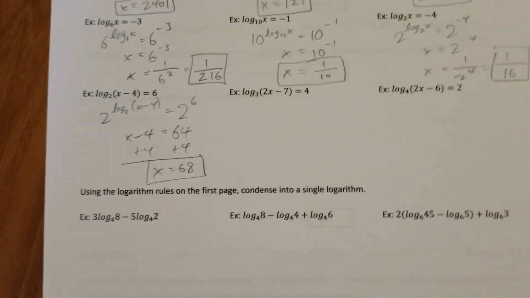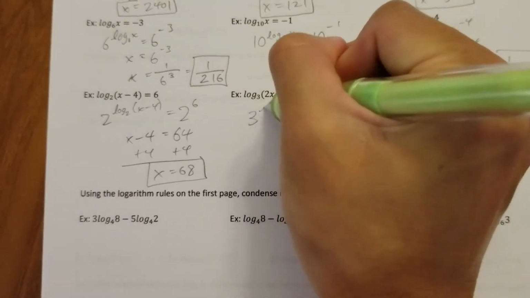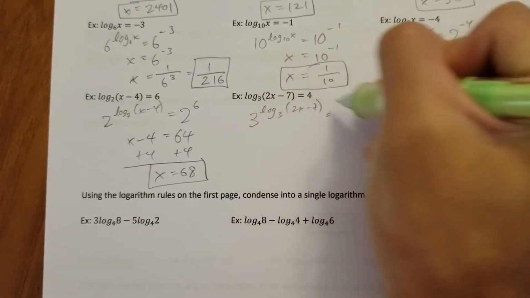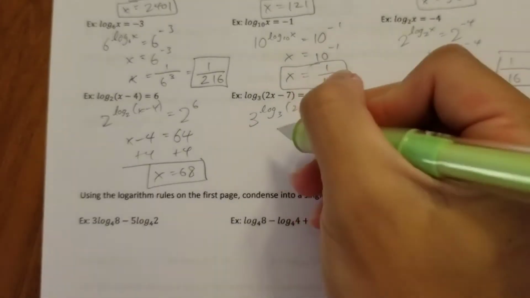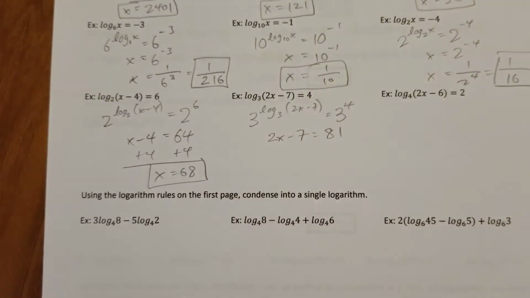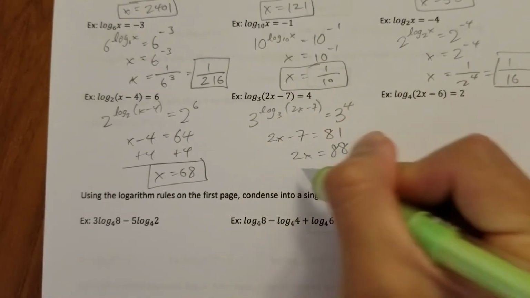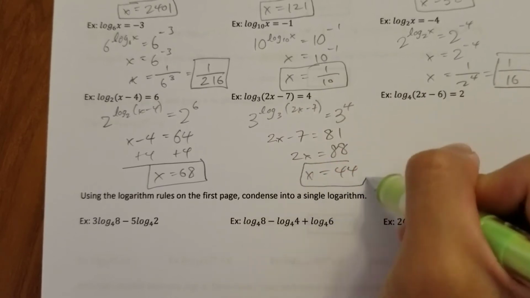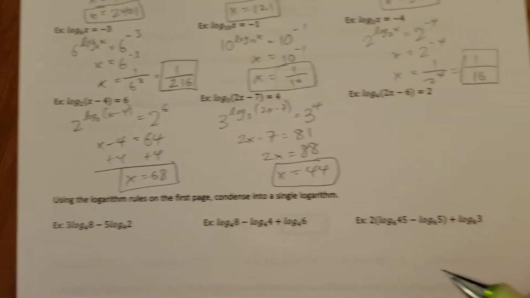Okay. This one. So what we want to do is same idea. We have a base of 3. This thing will cancel out. So we have 2x minus 7. 3 raised to the 4th power is 81. Add 7 to both sides. Then divide by 2. X equals 44.